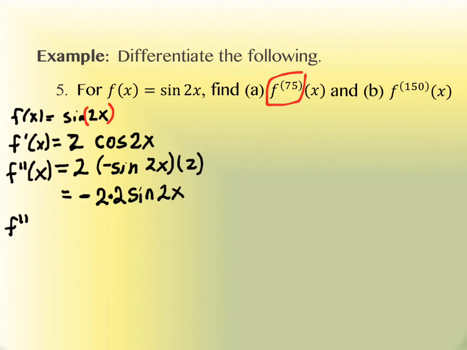Third derivative. That negative 2 times 2 stays because that's a coefficient. It's just the number negative 4. How did you get it to be negative sine instead of cosine? Is that the chain rule? No, it's the derivative of cosine. The derivative of cosine is negative sine. Did you use the chain rule?